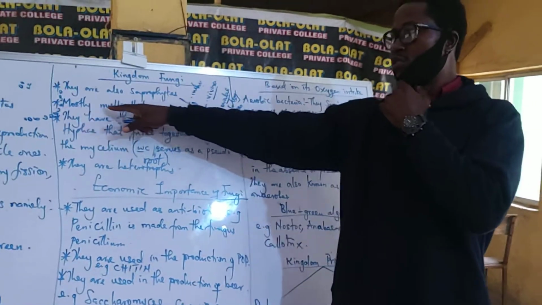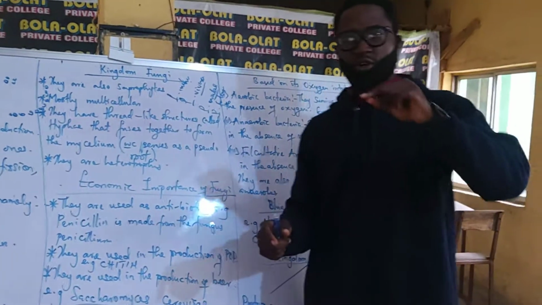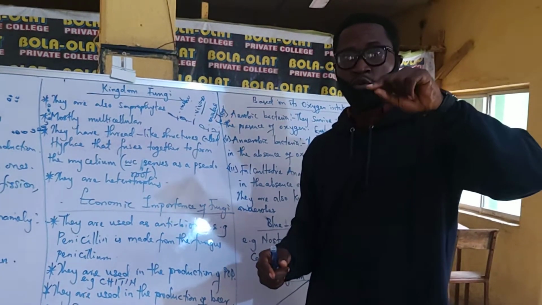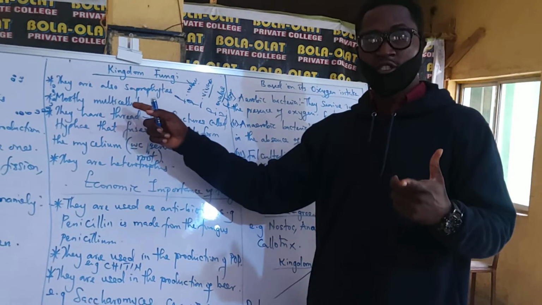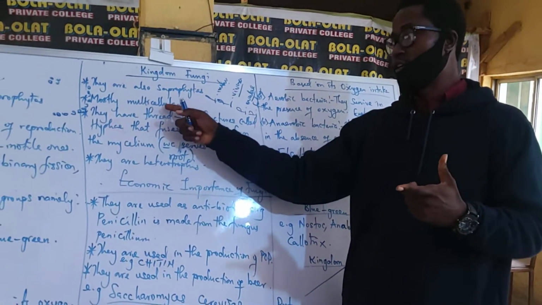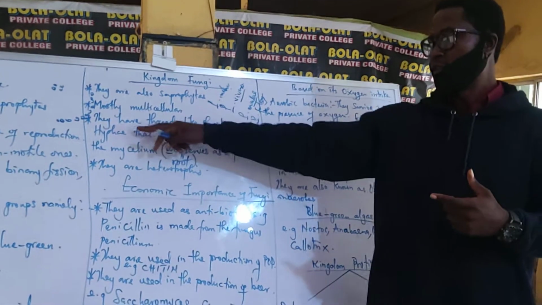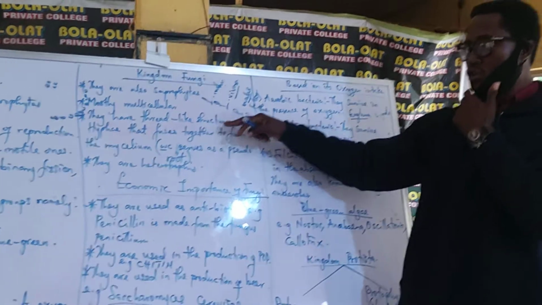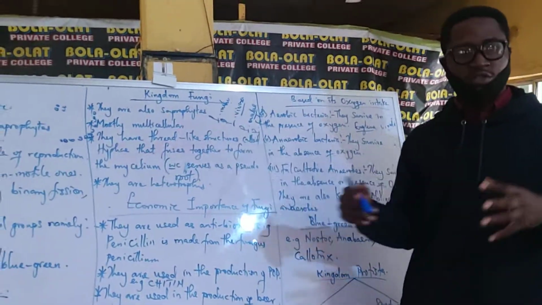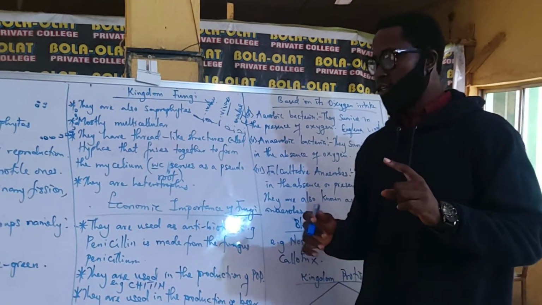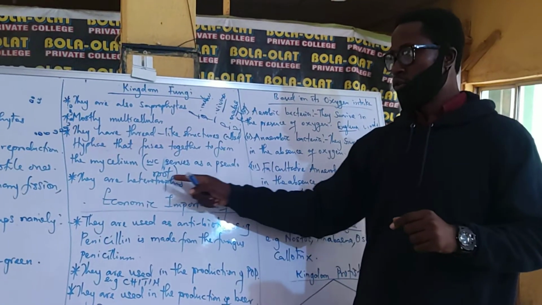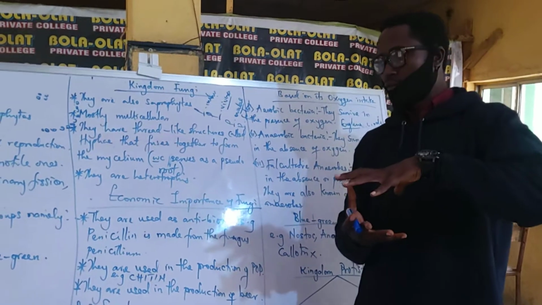Now they are mostly multicellular. Mostly means, I didn't say all of them are multicellular. An example of a unicellular fungus is your yeast. Yeast is not multicellular, it's a unicellular fungus. They have thread-like structures called hyphae that fuse together to form your mycelium. The mycelium in fungi serves as the false root. That's what they use to attach.